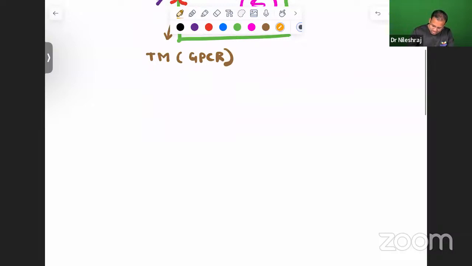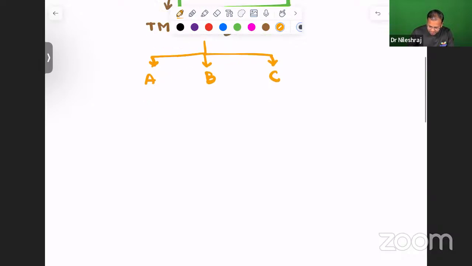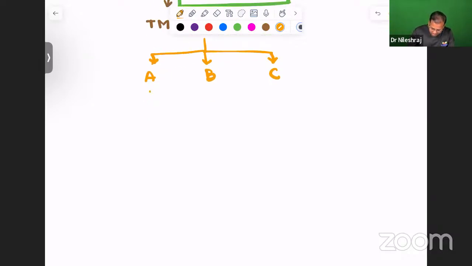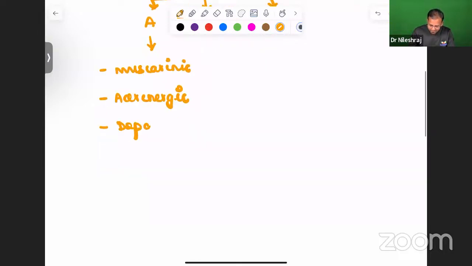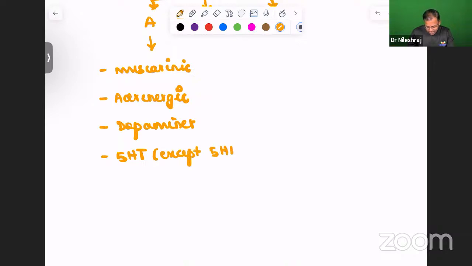As far as GPCR is concerned, we have three different subtypes: GPCR type A, GPCR type B, and GPCR type C. For G protein coupled receptor type A, examples are muscarinic, which is a receptor for acetylcholine; adrenergic, for adrenaline and noradrenaline; dopaminergic, for dopamine; and serotonergic. Please note that all the serotonergic receptors are G protein coupled receptors except 5-HT3.